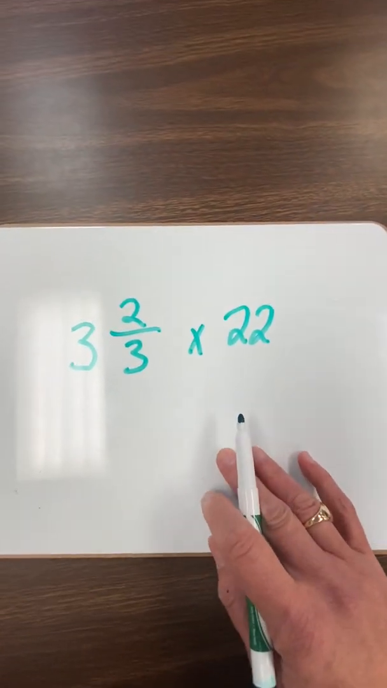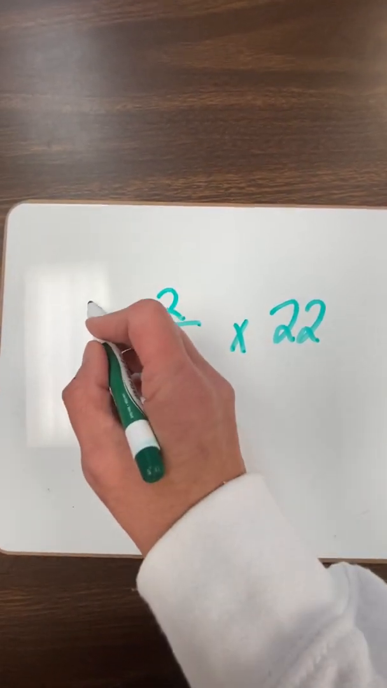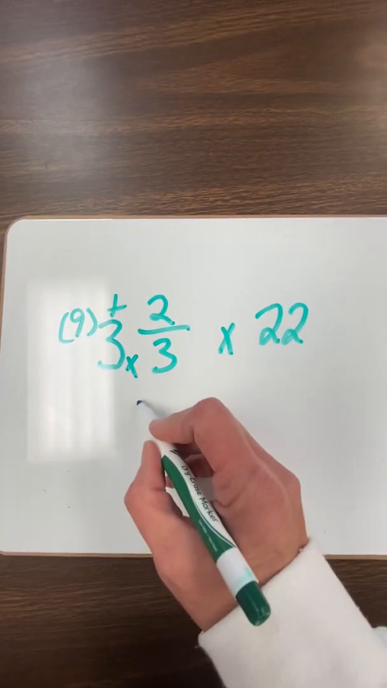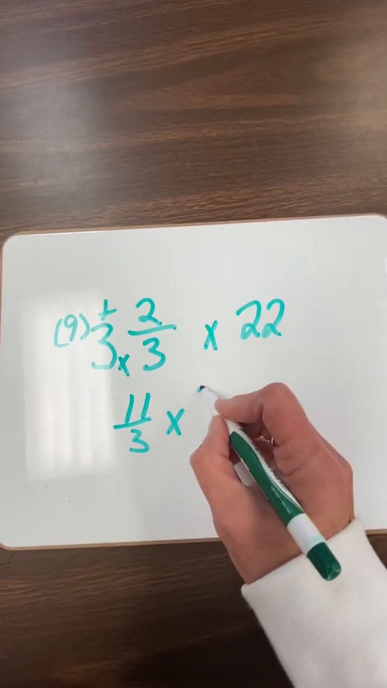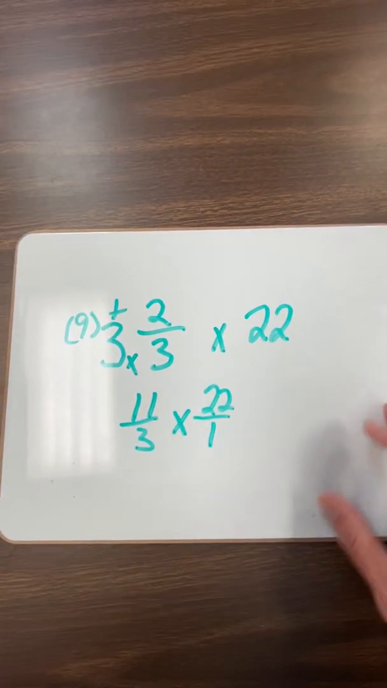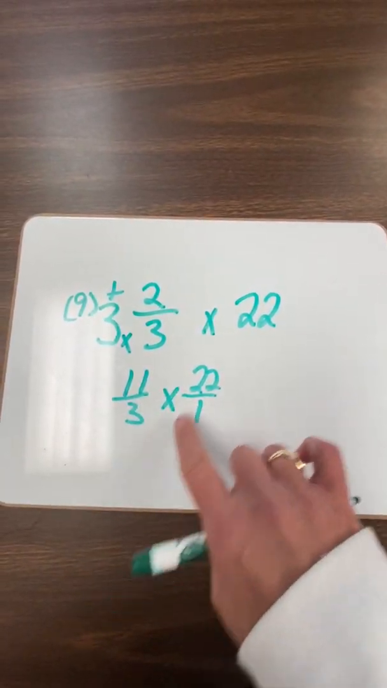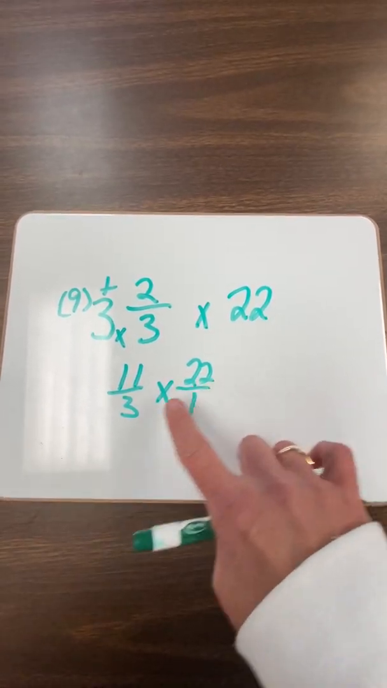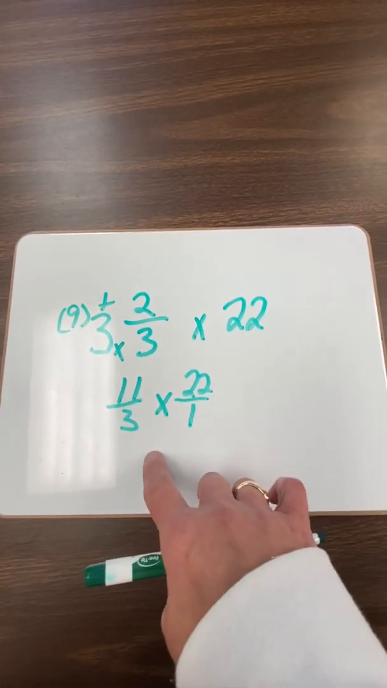Okay, let's look at it. 3 times 3 is 9. 9 plus 2 is 11, so 11/3 times 22 over 1. Okay, nothing here. There's nothing that can cancel, is there? 3 can't go into 22, 3 can't go into 11. It doesn't matter about the 1. If you take 1 into it, it's not going to help you.